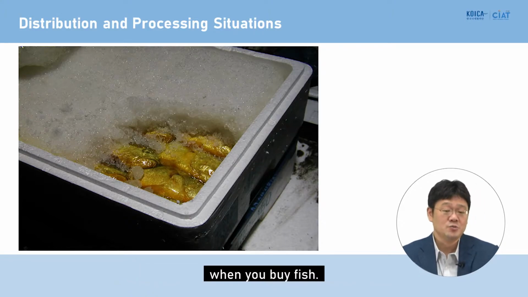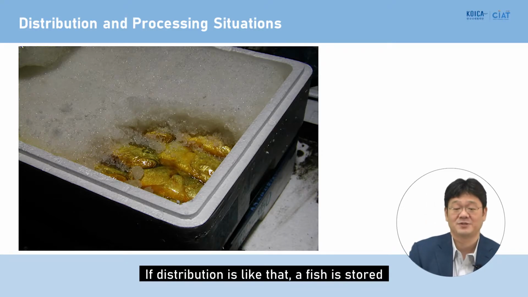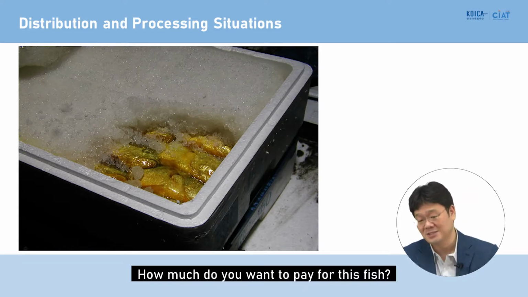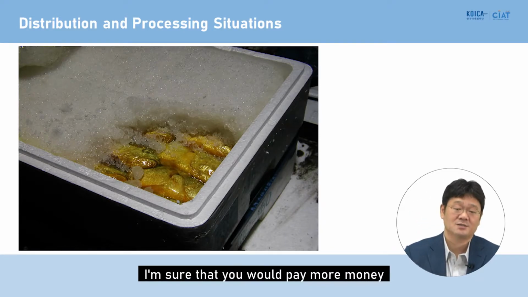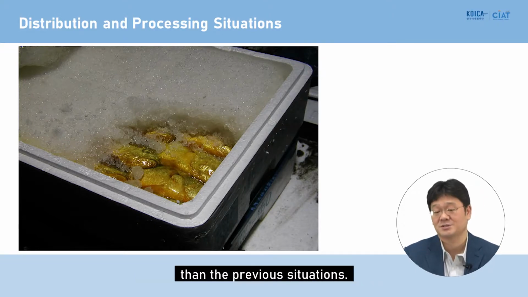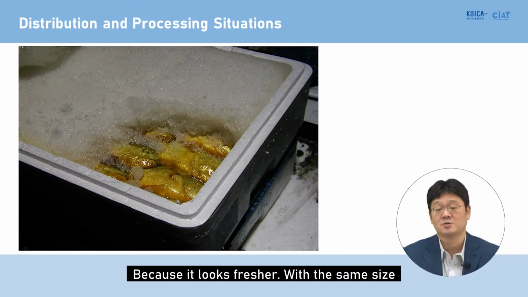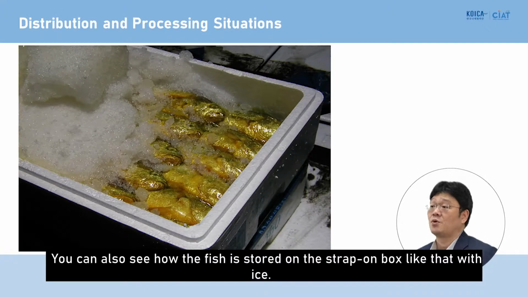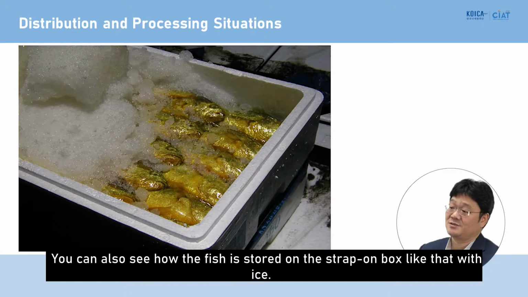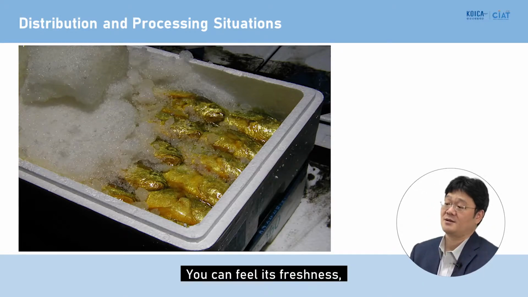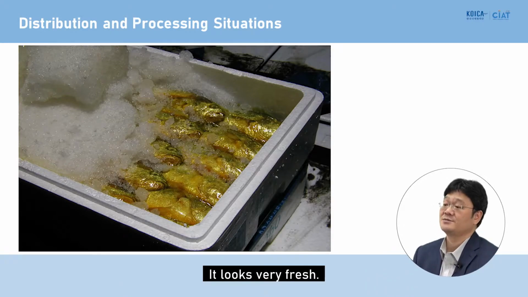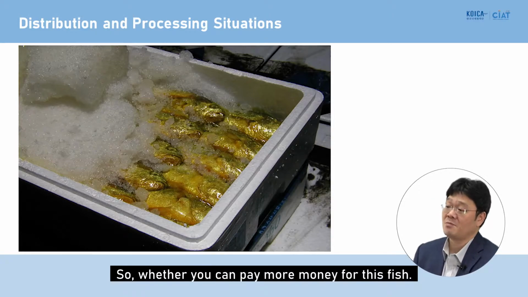Comparing to the previous picture, when you buy fish, if the fish is stored in the styrofoam box with ice, how much would you want to pay for this fish? I'm sure that you will pay more money than in the previous situations because it looks more fresh. With the same size, you can see much higher value of this fish. Also, you can see how the fish is stored in the styrofoam box with the ice. You can feel its freshness and the color, the condition of the eye of the fish, it looks very fresh. So, you can pay more money for this fish.